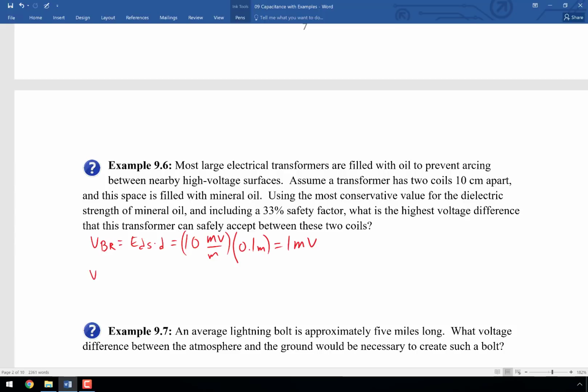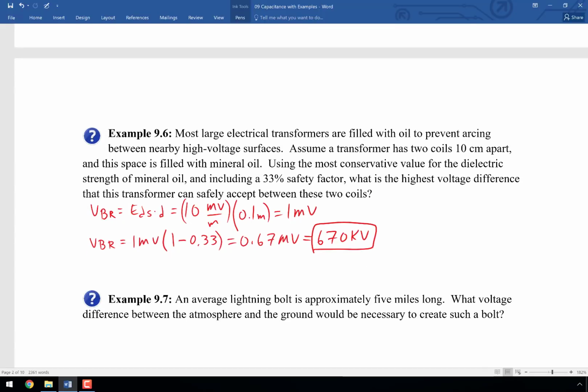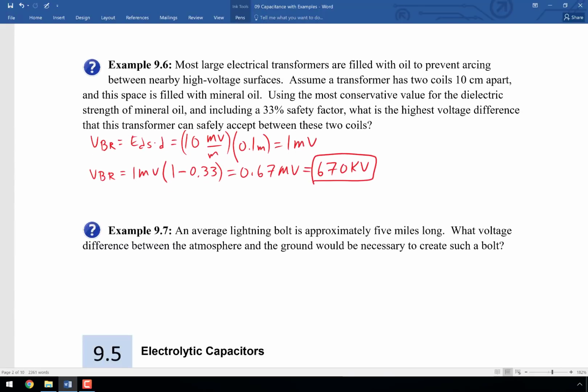But V_BR with the safety factor built in is equal to 1 megavolt times 1 minus 0.33, which it turns out is 0.67 megavolts or 670 kilovolts. So now we have a transformer, and if this were the only pair of coils that we needed to worry about for this, it could handle up to 670 kilovolts before there would be an arc inside that transformer.